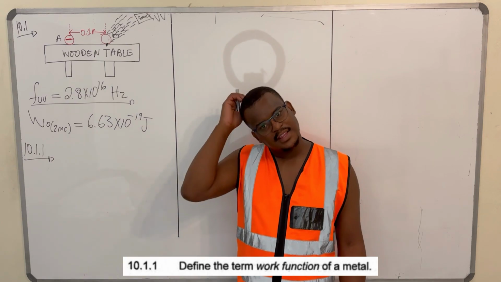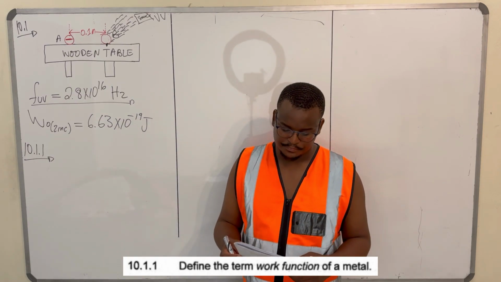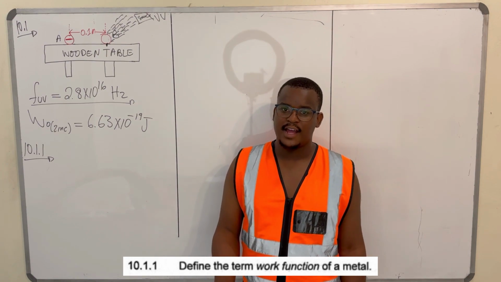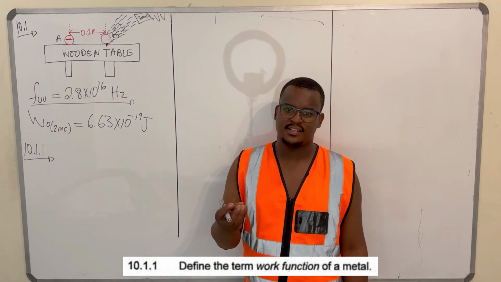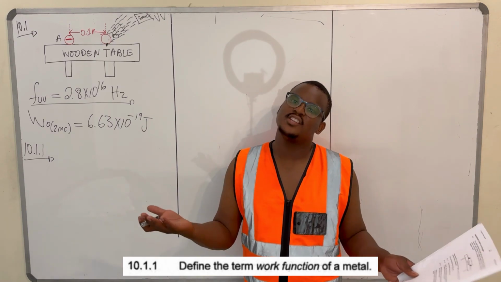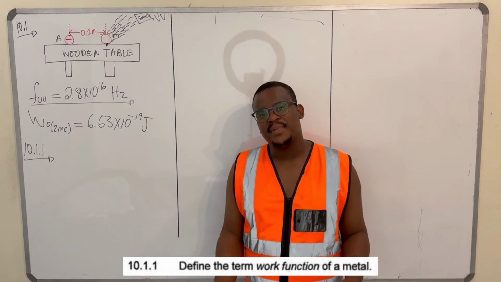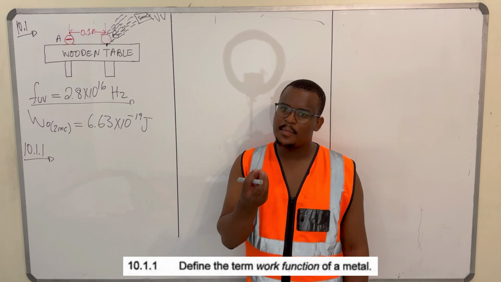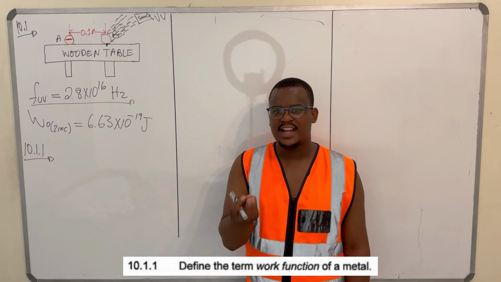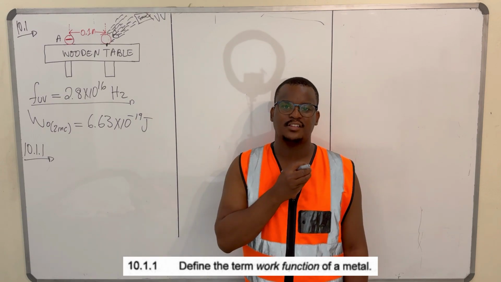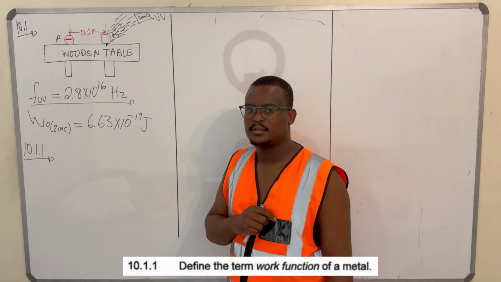But again, they're asking, what is the work function? A work function is the minimum energy an incident light needs to have in order to emit electrons from a metal surface. So it's the minimum energy the incident light requires to eject electrons from a metal surface.